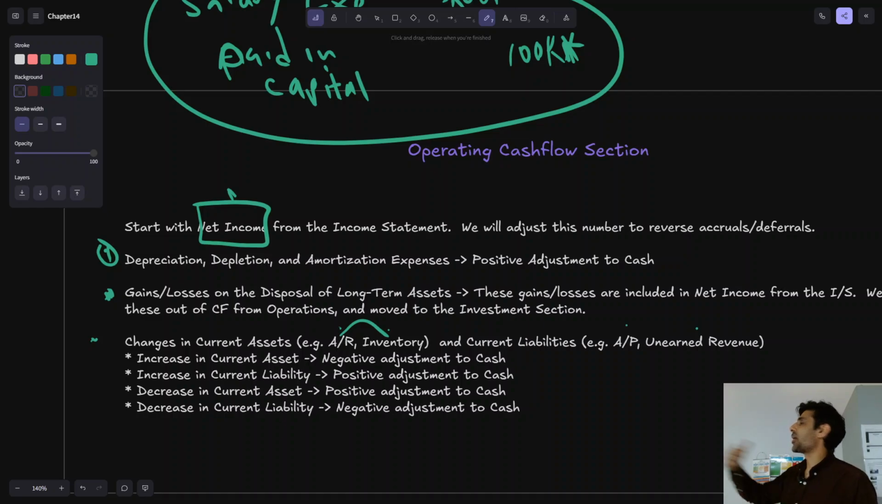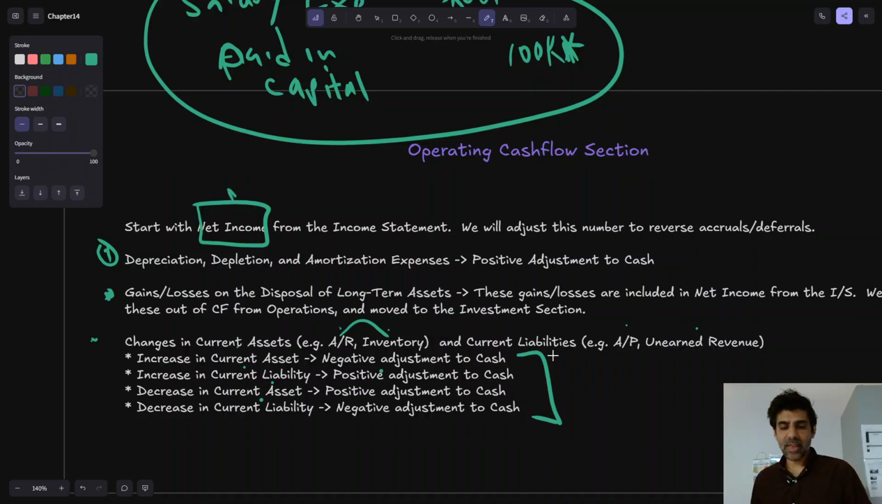But basically, when a current asset increases, as you can see here, it's going to be a negative adjustment to cash. If there's an increase in a current liability, it's the opposite. It's a positive adjustment to cash. When a current asset decreases, it means there's a positive adjustment. When there's a decrease in a current liability, it's a negative adjustment.